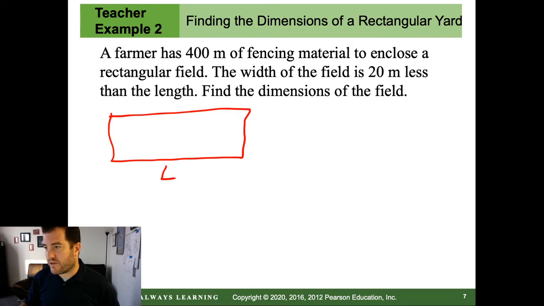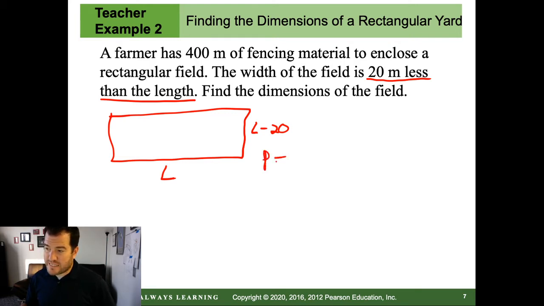Now this is where it gets a little interesting. How do you write 20 meters less than the length? I'm writing that as L minus 20. So my width is L minus 20 because it's 20 meters less than my length. So hopefully that makes sense.